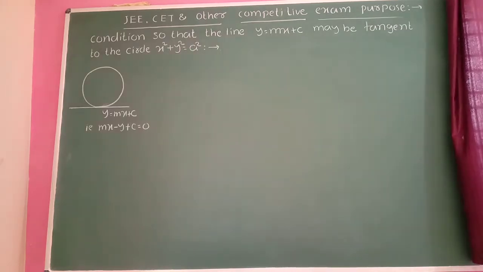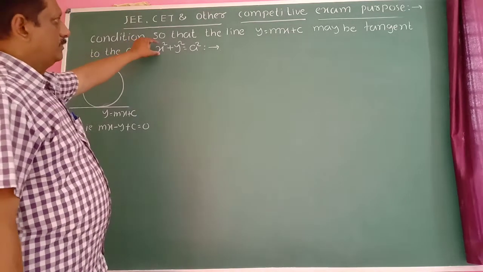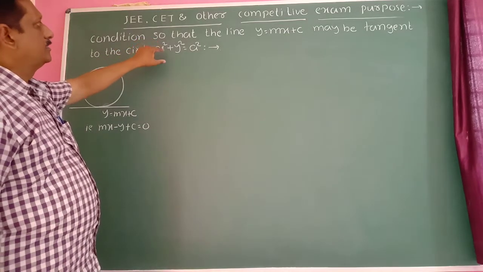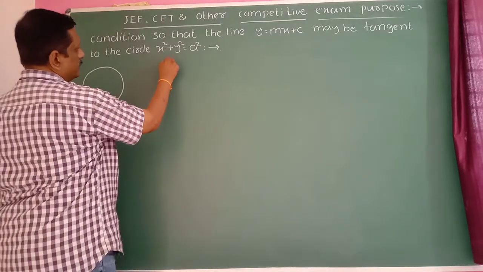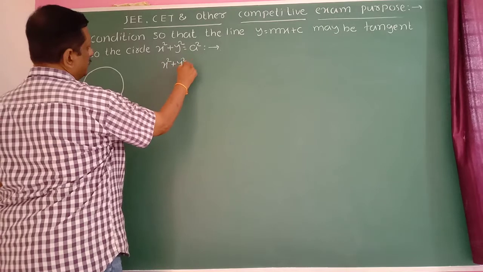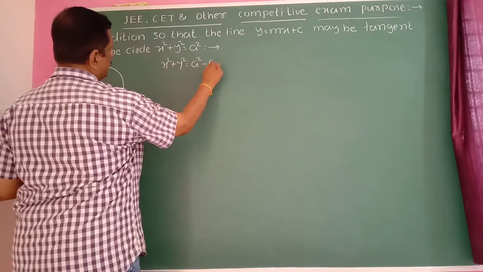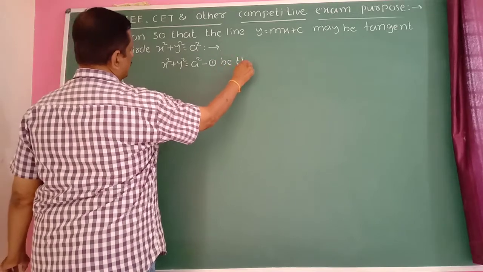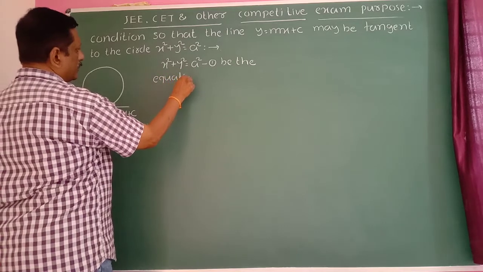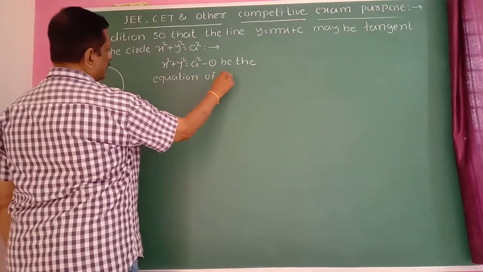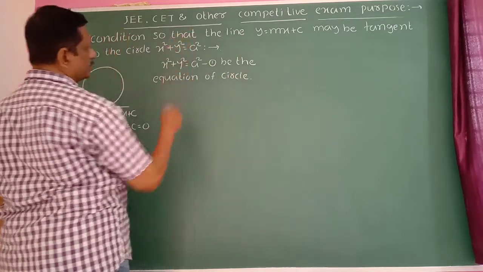Now, the condition so that the line y equal to mx plus c may be tangent to the circle x square plus y square is equal to a square. That means, at what condition is the line y equal to mx plus c tangent to this circle? We find that condition here. Therefore, x square plus y square is equal to a square. Take equation number 1 to be the equation of the circle.